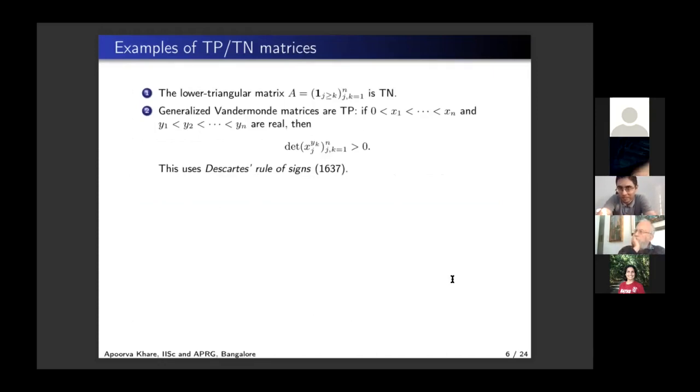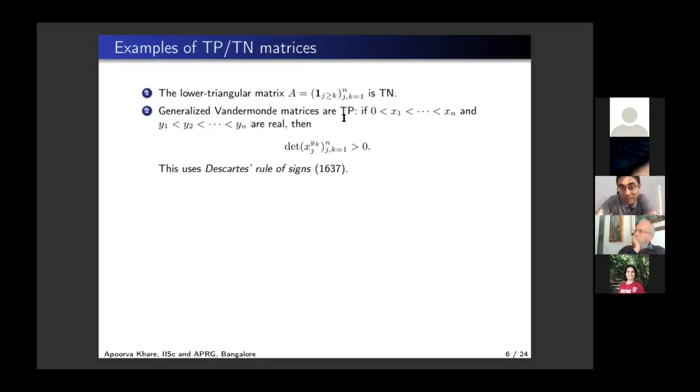It will show up later. This is the matrix which is square and lower triangular, and it has ones on the diagonal and below the diagonal. It has zeros above the diagonal. You can check explicitly that every minor is either 1 or 0, as far as I remember. This was worked out by Schoenberg in his 1951 paper on Polya frequency functions, as far as I remember.